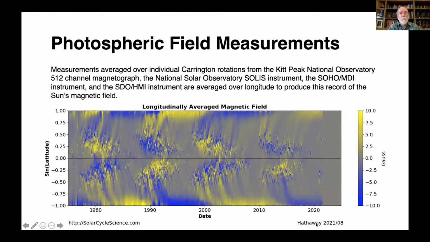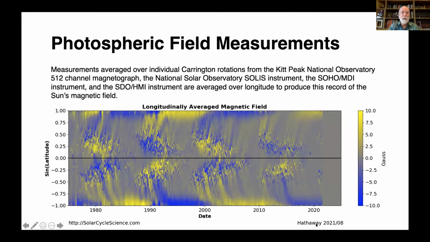All right, so if we look at magnetic fields, again, far more information, but a smaller number of cycles. So here I've taken measurements from the Kitt Peak 512 channel magnetograph. Later on their SOLIS instrument, and then both MDI and HMI to fill this in. And you can see in particular with cycle 24, it's much better resolution than early on, but it shows a wealth of information about the solar dynamo.